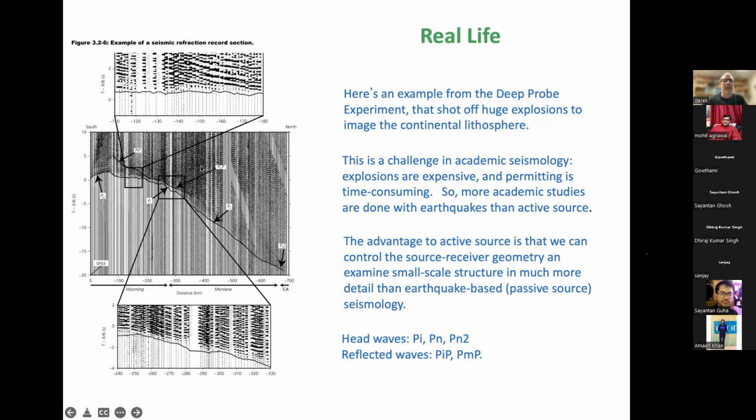Now, these are great for getting detailed seismic velocity plots of the lithosphere or the crust. It can examine small scale structure in much more detail than earthquake-based structure. But it's expensive and it's difficult to permit large explosions. So there are disadvantages as well.